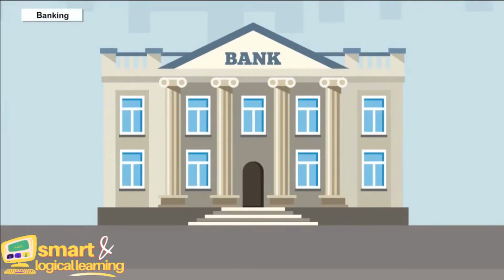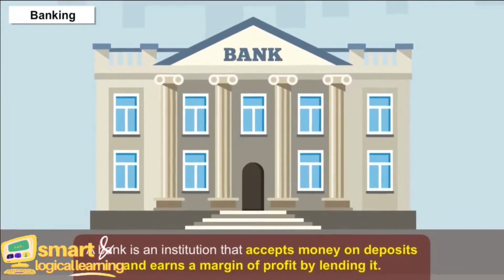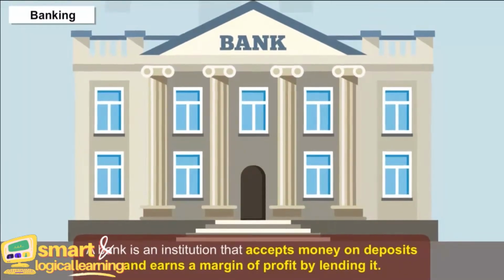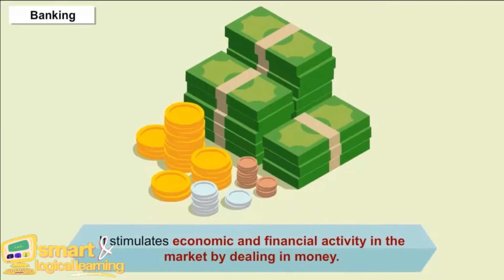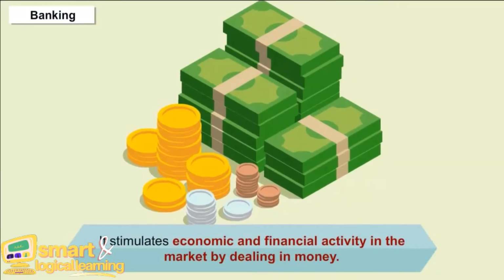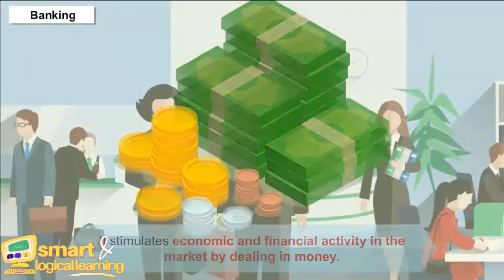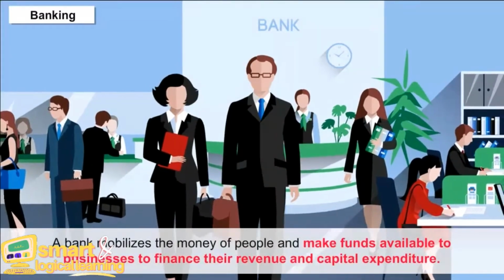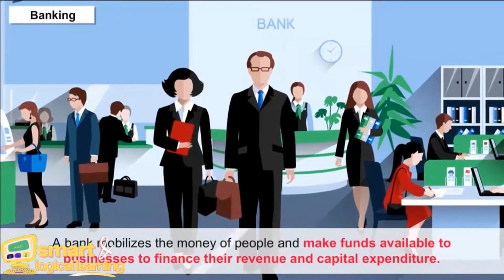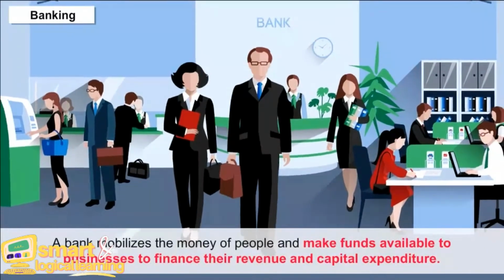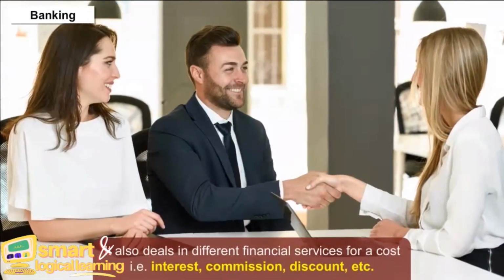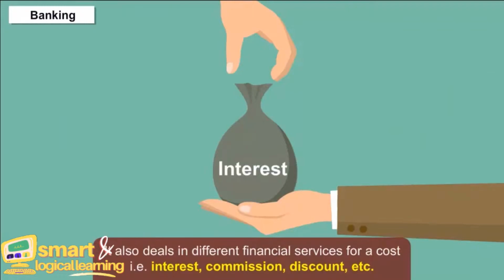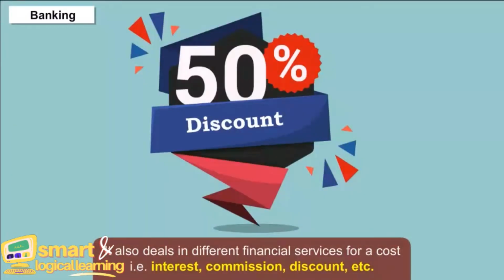Banking. A bank is an institution that accepts money on deposits and earns a margin of profit by lending it. It stimulates economic and financial activity in the market by dealing in money. A bank mobilizes the money of people and makes funds available to businesses to finance their revenue and capital expenditure. It also deals in different financial services for a cost, that is, interest, commission, discount, etc.